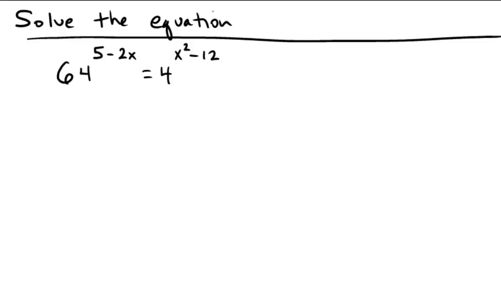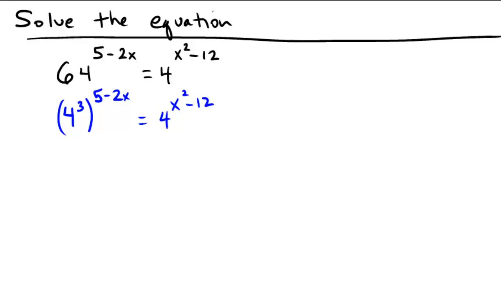Okay, and this equation right here has actually the same base on the left and the right. It doesn't look like it, does it? Because it's got a 64 and a 4. But don't forget that 64 is actually a power of 4. The left-hand side could be written as 4 cubed to the 5 minus 2x, and the right-hand side can just stay as 4 to the x squared minus 12.